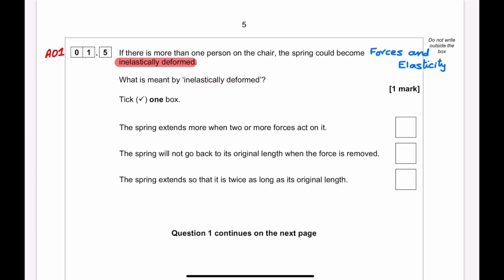We can see here there are three options. We will pick the option: the spring will not go back to its original length when the force is removed. It means there is a change in the length of the spring. As a result of that, the spring is not going back to its original length. So the correct option is the spring will not go back to its original length when the force is removed.